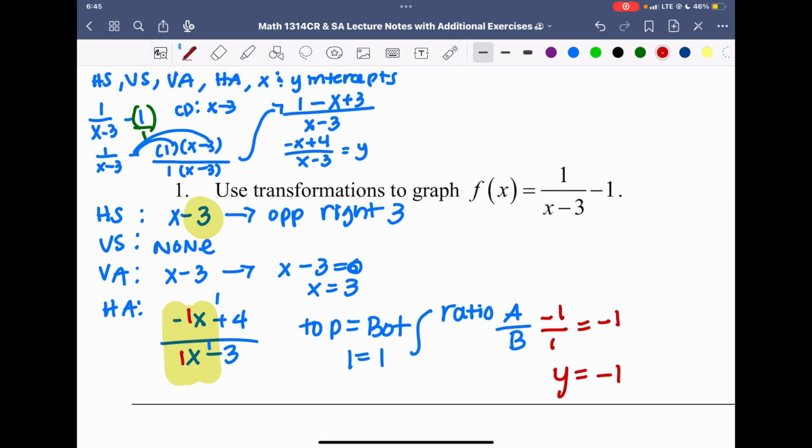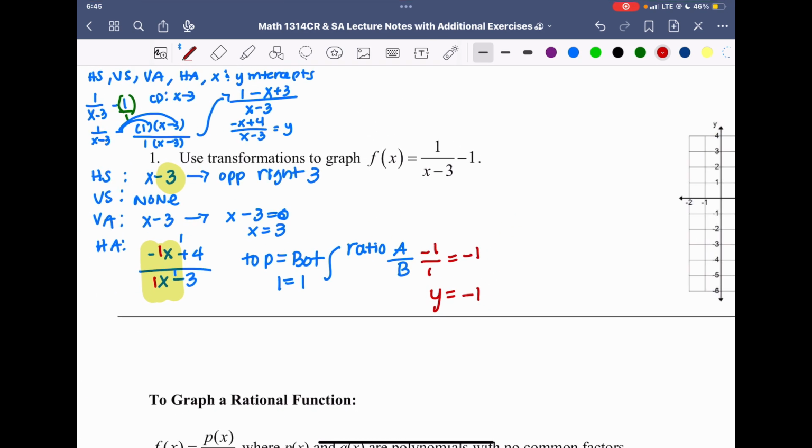And then we need to talk about the intercepts. We're doing all this to sketch our graph. So we've gone through horizontal shift, vertical asymptote, horizontal asymptote, and now the x and y intercepts. It's a lot. So the x-intercept is going to be where your y equals 0 and your x, you're not sure.